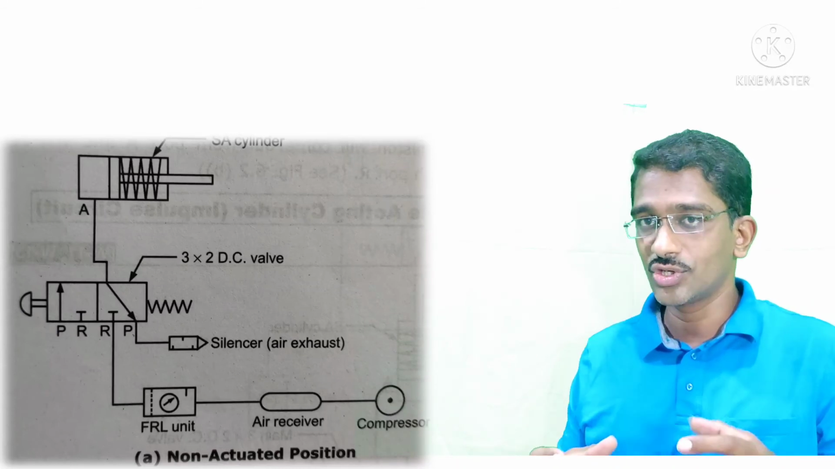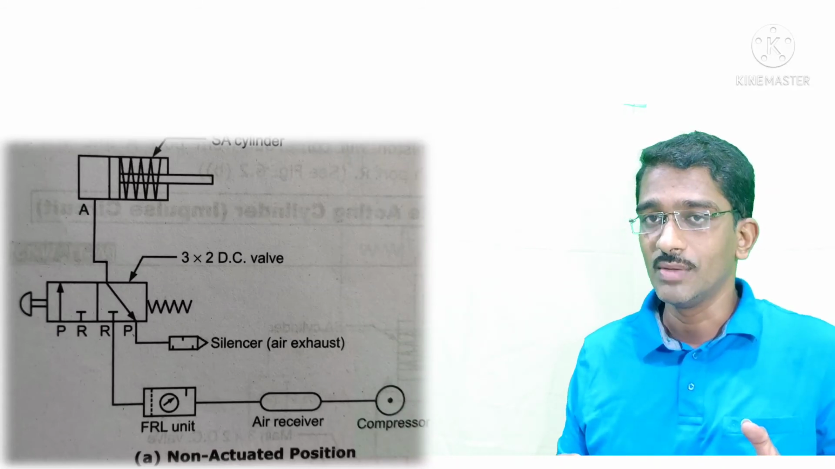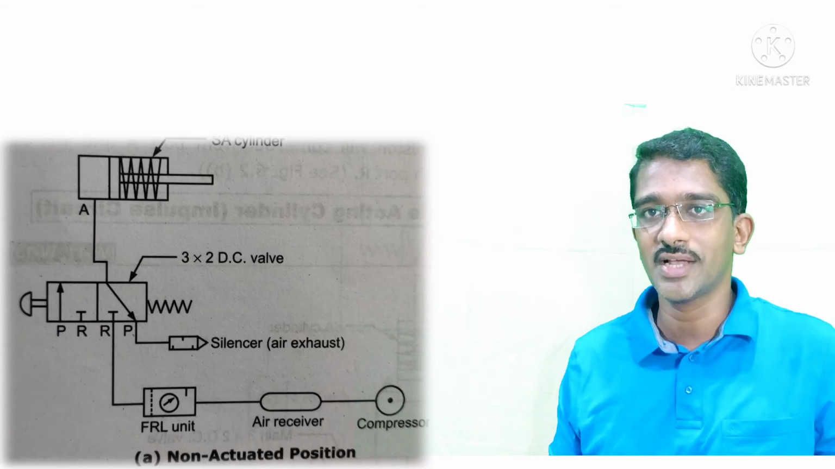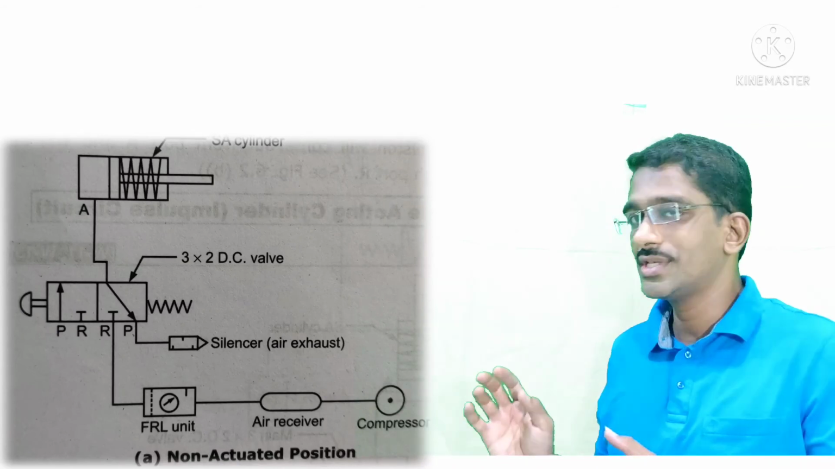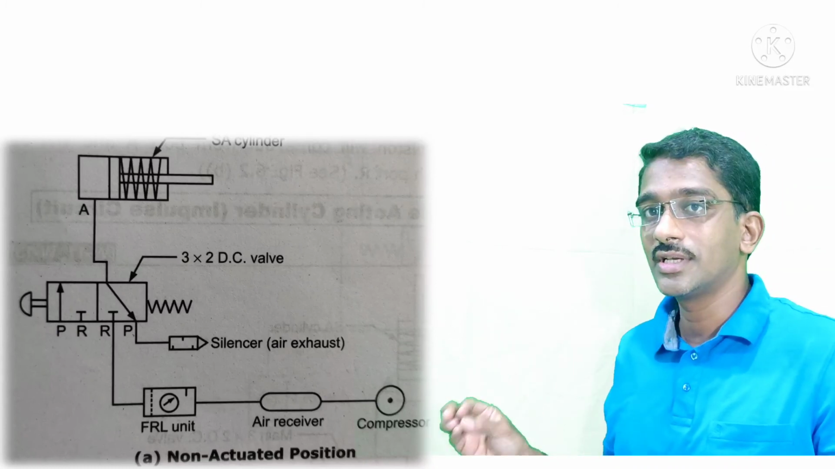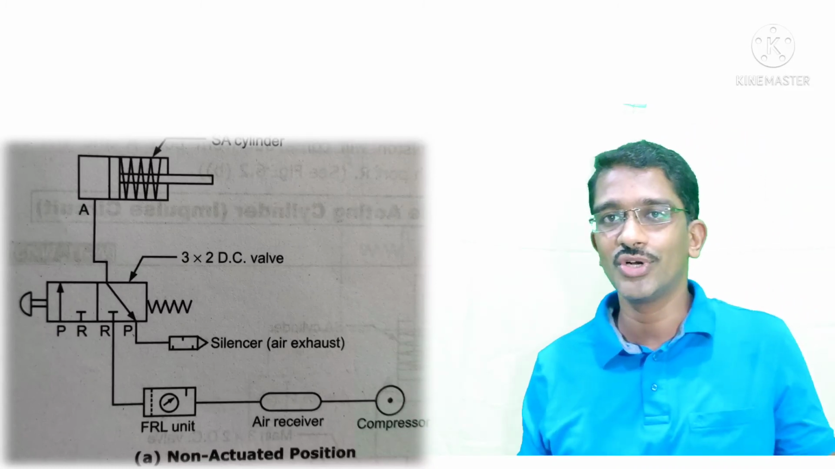The function of the silencer is to reduce the noise, because compressed air produces very high noise. To avoid air pollution, there is a silencer. So this is the simple working of the single acting cylinder of pneumatic circuits. Okay, I hope you understood.